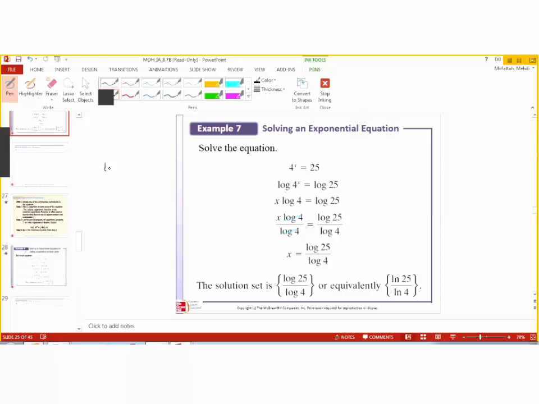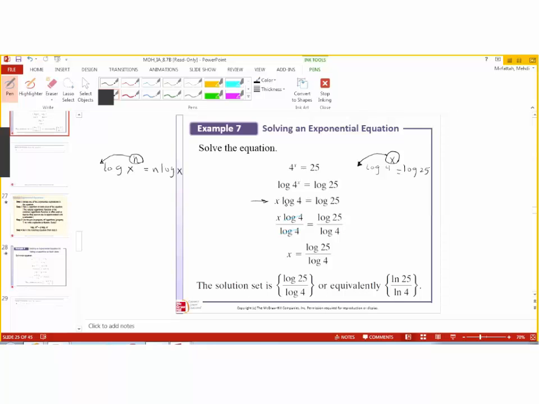Remember this property we learned? If I have log of x to the power of n, it is equal to n log of x. So if you're solving for this n, I can move this n right in front of the log. So here, you're solving for x. If I take a log of both sides, this x here can go right in front of the log, so I can solve for it. That's basically what they're doing here.